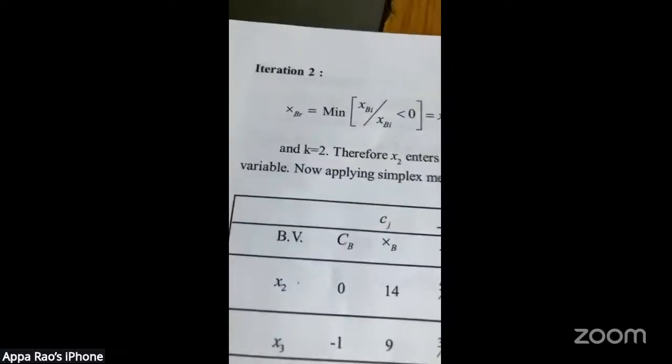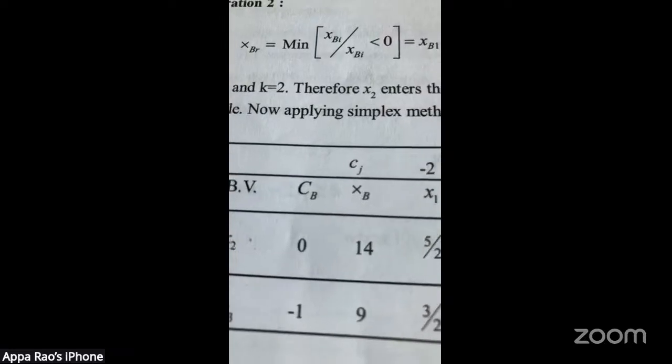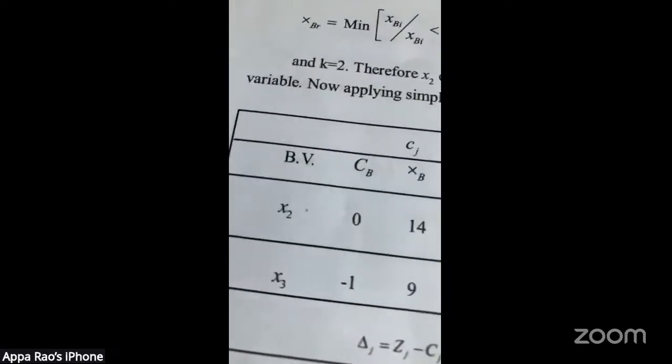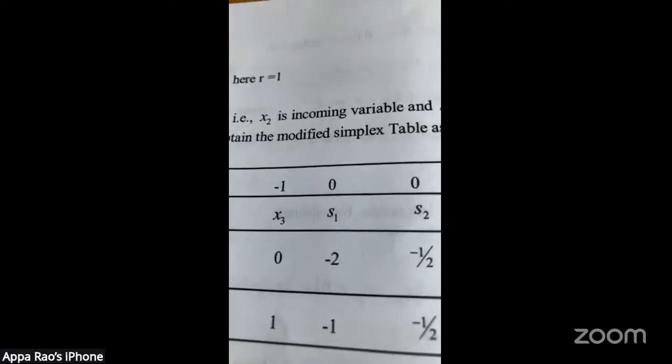So iteration 2. XBr equal to minimum of XBi by XBi less than 0, that equal to XB1 equal to minus 8, here r equal to 1 and k equal to 2. Therefore, x2 enters the basis. x2 is the incoming variable and s1 is the outgoing variable. Now applying the simplex method, we obtain the modified simplex table as given below.